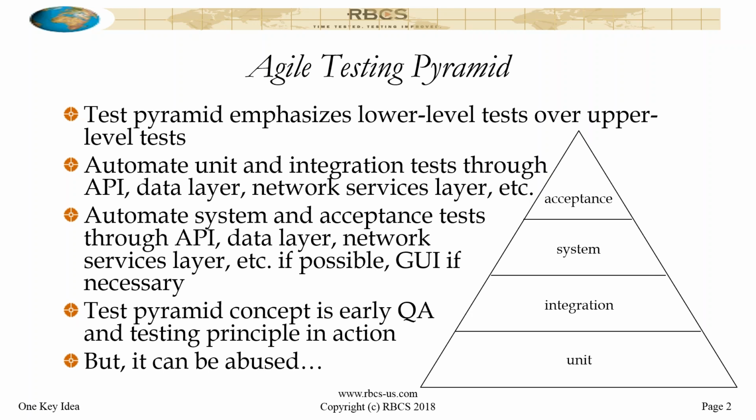So we automate unit and integration tests. One of the things we want to make sure we're doing is automating through APIs, automating through data layers, automating through network services layers, and so forth. That's usually what's available to us rather than a GUI. And that's good. We want to do as much automation as possible at the API, data, and network services layers, rather than working through a GUI. This is true even when you get into the system and acceptance tests. If at all possible, try to avoid going through the GUI.